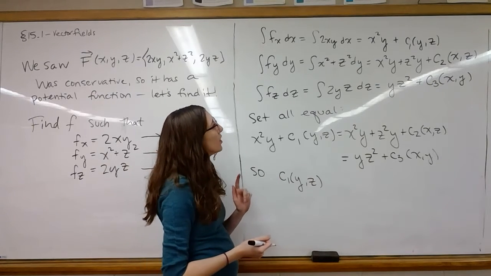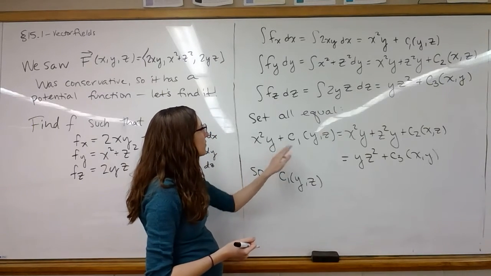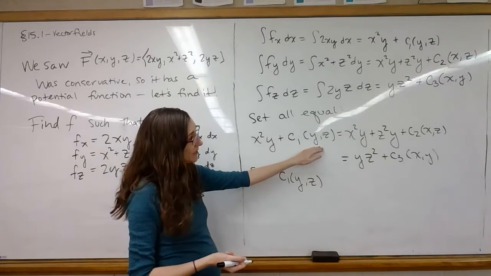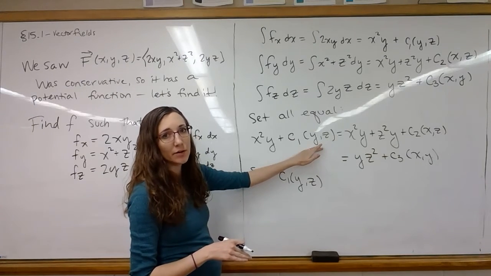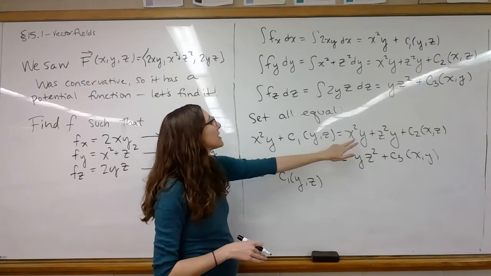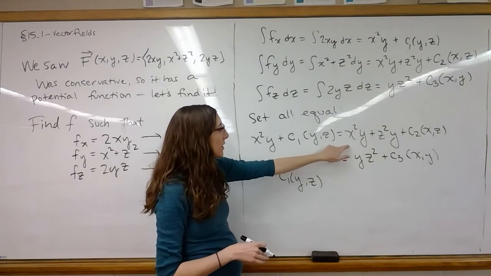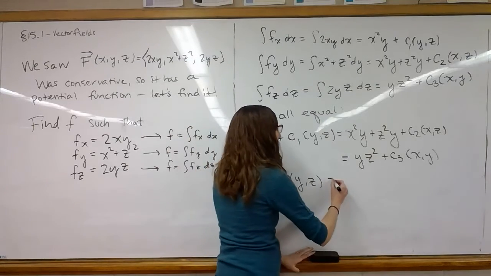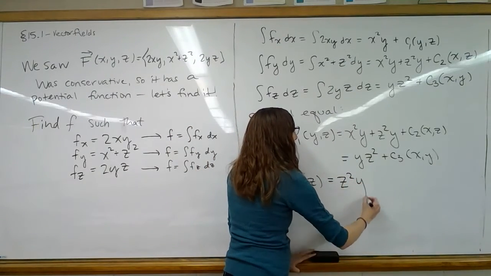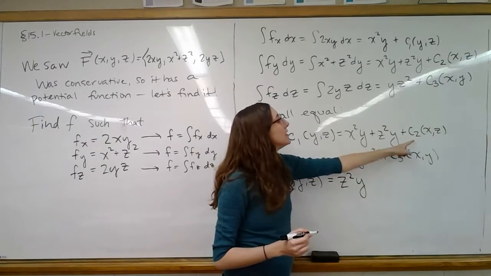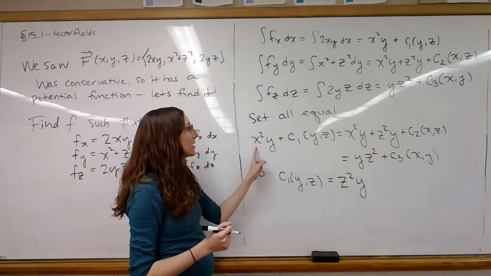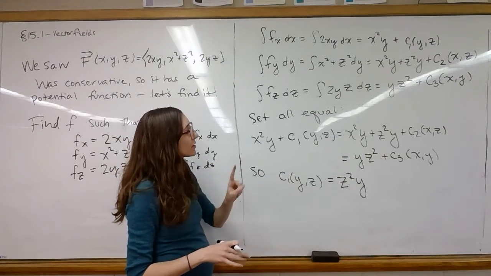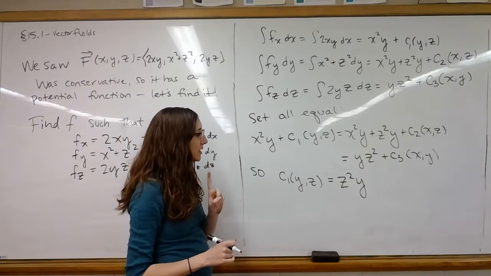So if we take a look at what we've got, well, x squared y, so notice though, we can only take things that are in terms of y and z. I'm not going to take anything that's in terms of x's. So notice I already have an x squared y in the first equation, so I don't need that, but I don't have this z squared y. And then I'm not going to take c2 of xz because c1 is only in terms of yz.